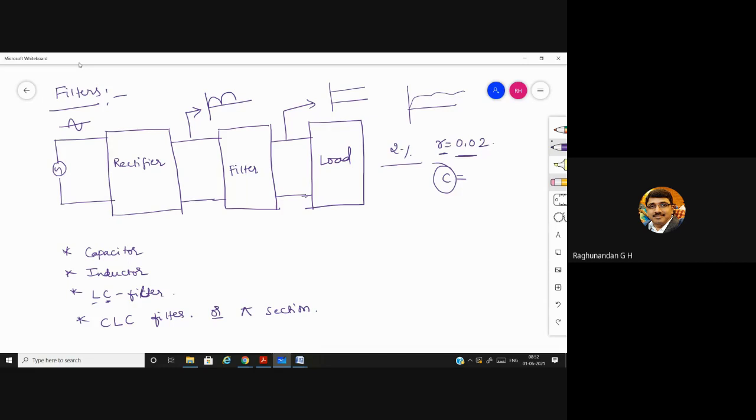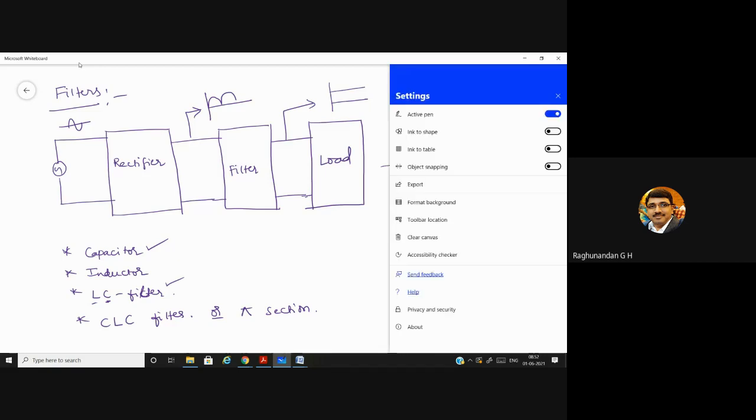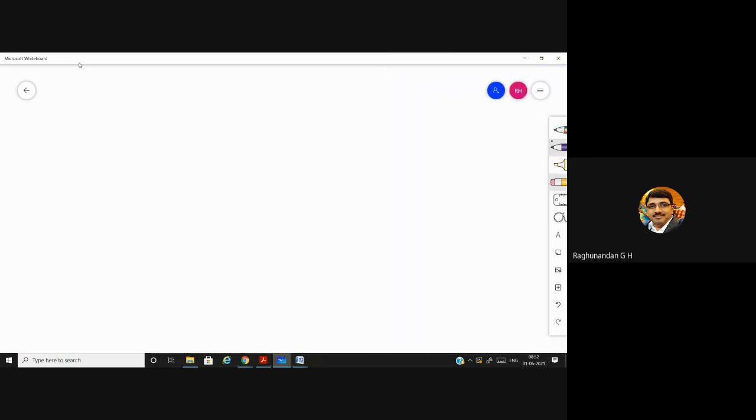Among these, in our syllabus, we are going to study the capacitor filter and the LC filter. We are going to study the capacitor filter in detail, and for the inductor capacitor filter, we are going to study just the working. First one, rectifier with capacitor filter.